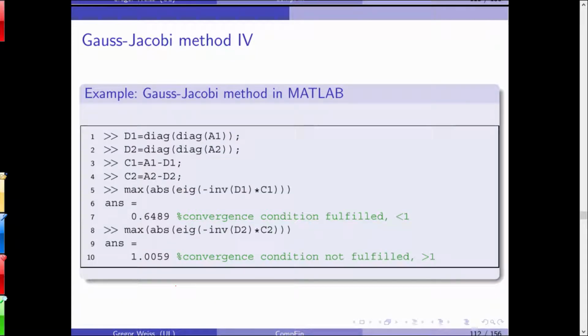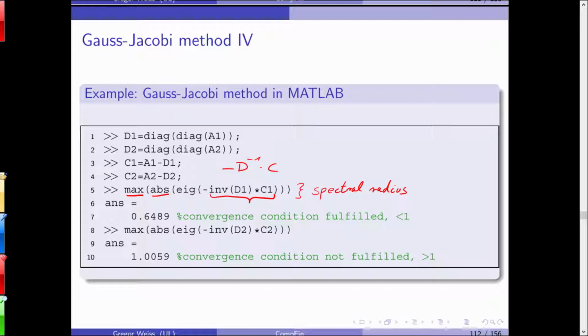And this is, of course, by construction. Here, let's take D1 and D2 as the diagonal matrices of A1 and A2. Let's construct C1 and D, and you can see that if we take this matrix, minus D inverted times C, EIG is a standard function in MATLAB that gives you the eigenvalues of a matrix. And then we take the absolute eigenvalues and the maximum absolute eigenvalue. So this here is just the spectral radius of the matrix minus D inverted times C.